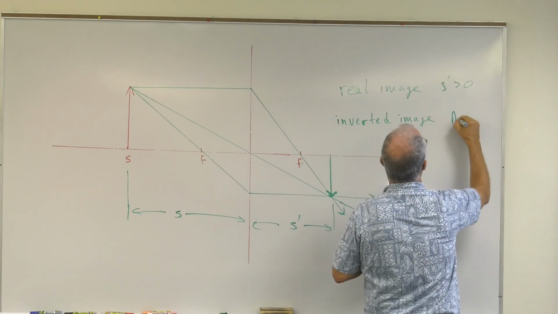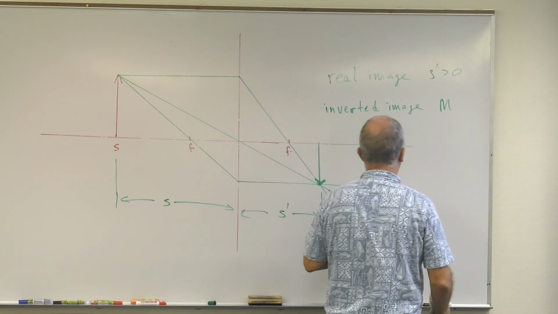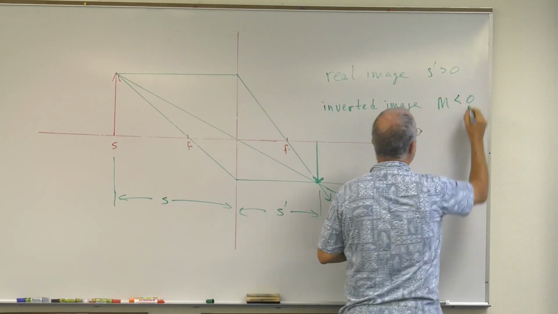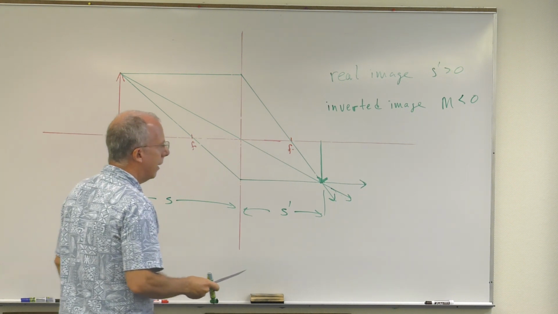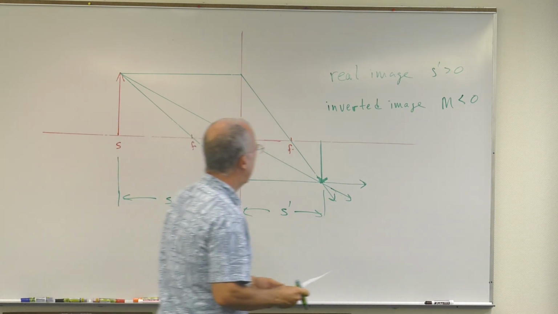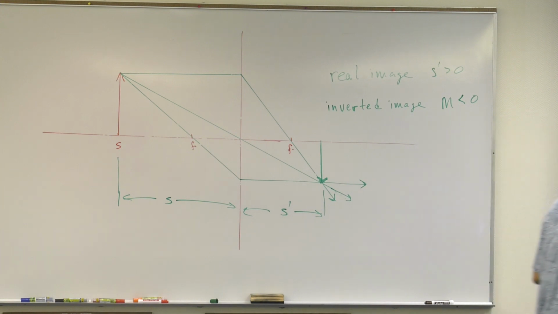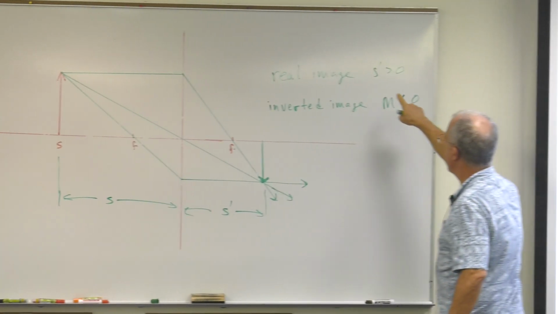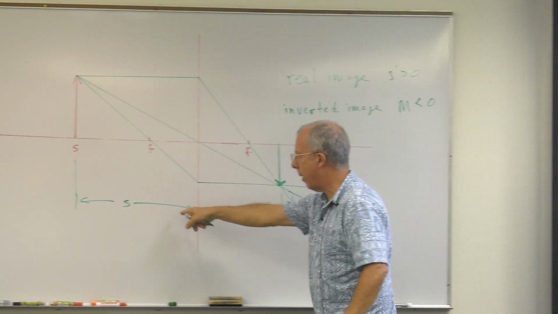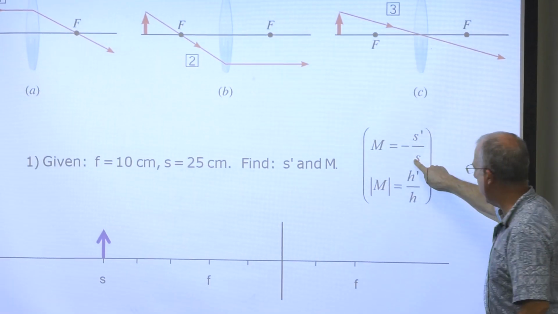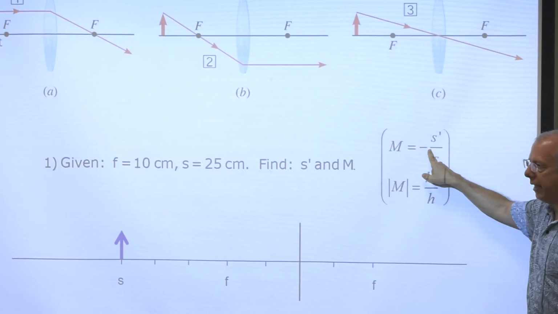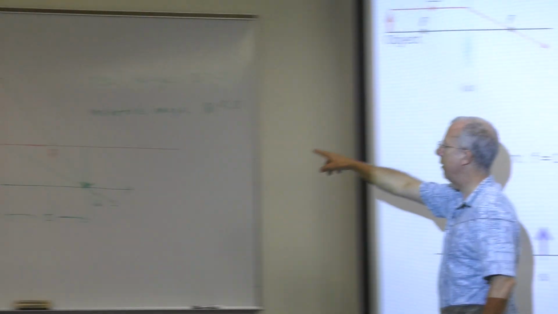And so the magnification for an inverted image is defined to be negative, right? Negative. All right, let's see, what else? So we have S prime is positive, S is always positive. So S prime is positive, S is positive, so the magnification is negative. Yep, we agree, it's inverted.